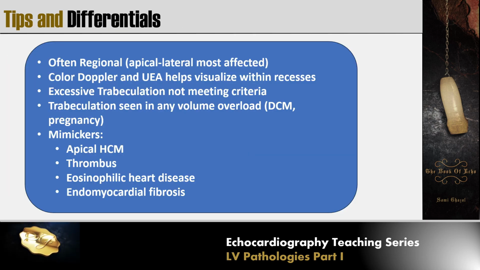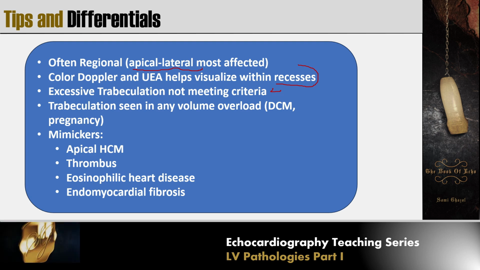Now we have some tips and differential diagnosis. Non-compaction is often regional. It involves the apical and lateral wall most often. Color Doppler can be helpful. Ultrasound enhancing agent is also helpful to visualize the flow within the recesses. Now, with excessive trabeculation not meeting the criteria, where you only see a lot of trabeculation, we don't call it non-compaction, but we describe it as excessive trabeculation.